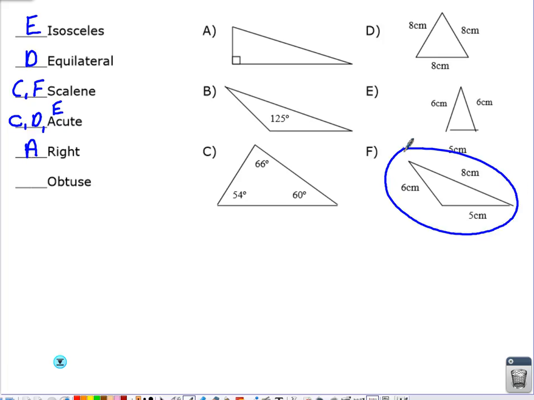I mean, it doesn't look like it, but again, in geometry, don't go by looks. Always go by Pythagorean theorem. A squared, B squared, C squared. On this one, if you do A squared and B squared, you get 36 and 25. If you do C squared, you get 64. 36 and 25 is 61. 64, it's not a right triangle. So we're good with that.